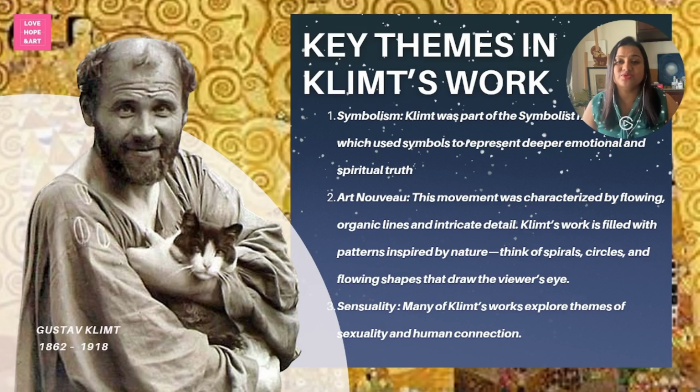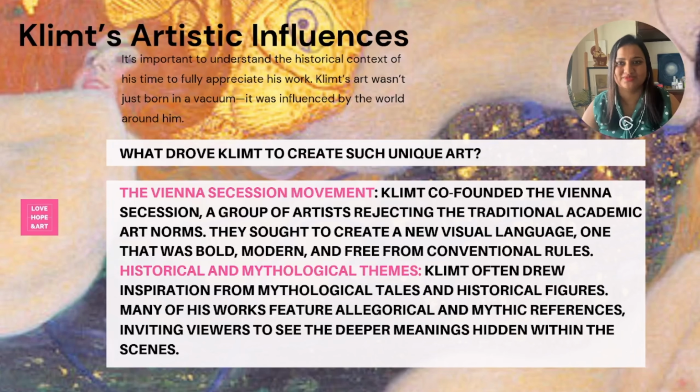So he was also part of the Art Nouveau movement, which was characterized by flowing organic lines and intricate details, which are very prevalent in Klimt's artwork, especially spirals, circles and flowing shapes that draw the viewer's eye. Then many of Klimt's artwork explore themes of sexuality and human connection. So these principles were the pillars of Klimt's artwork.